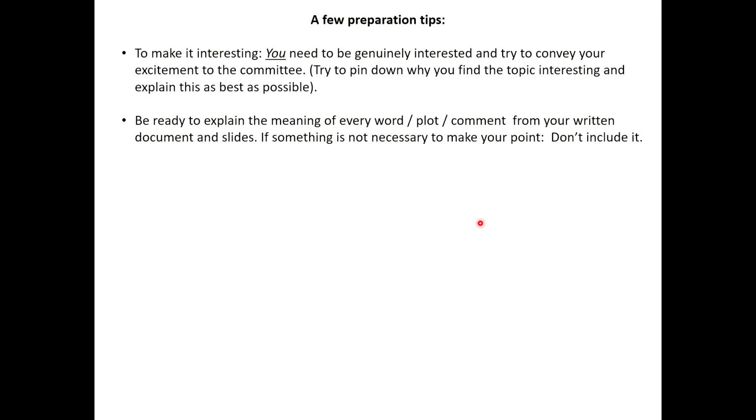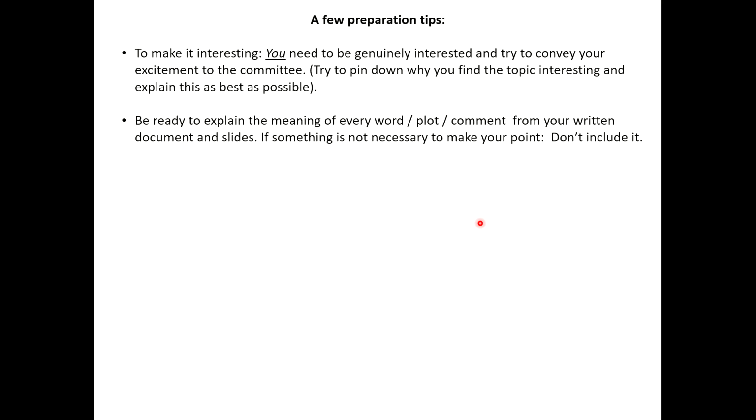This one is an important one in physical chemistry OPs, because very often it's a common weakness. It's a common error, let's say, that there are, either in your written document or in the presentation, some word or some plot or some comment that you don't know how to define properly, and that can lead to issues, right? So every word, plot, comment, you need to be ready to explain.